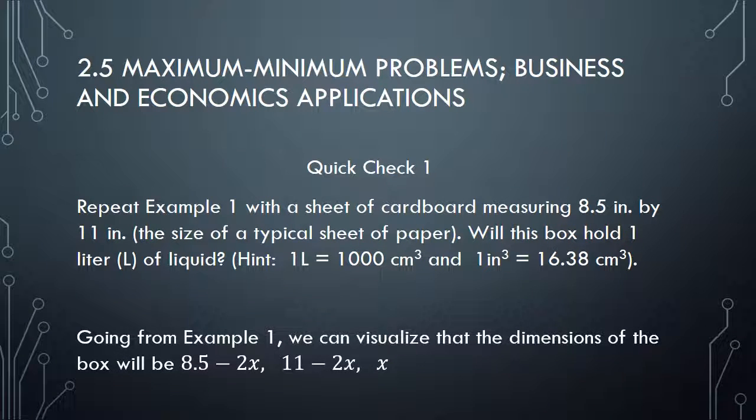Okay, you could even go back to your drawing for example 1, because this is really all we're going to do: change the 8s to 8.5 and 11. So we get our dimensions of 8.5 minus 2x, 11 minus 2x, and x. We also have to redefine our interval that we're going to maximize on. It still has to be greater than 0, but this time it's going to have to be less than 4.25, and 4.25 is half of 8.5.